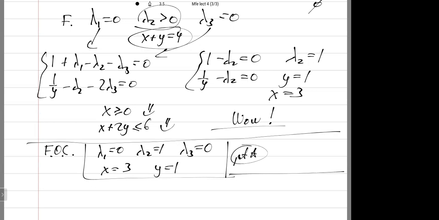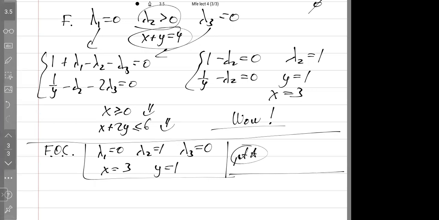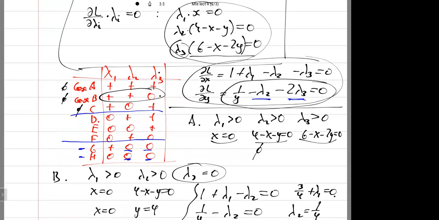Excuse me, what about points G and H? We have considered them very fast. Yes, because if you look at the equation star, dL with respect to dy is 0. And we see that if both lambda 2 and lambda 3 are 0, then it happens that 1 over y is 0. That is impossible. So I conclude that these two lambdas, lambda 2 and lambda 3, cannot be 0 simultaneously. They can be 0, but not simultaneously.